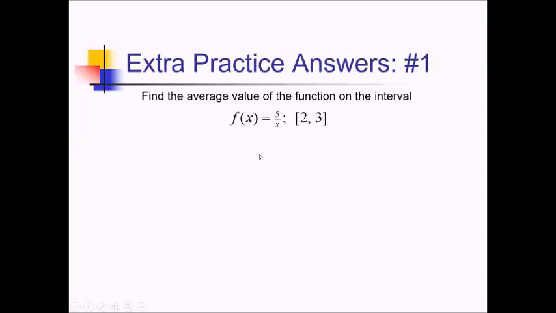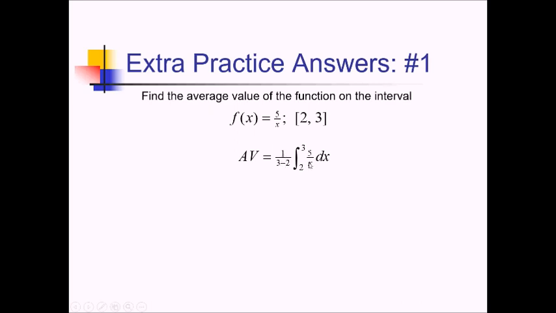To find the average value of this function over this interval, we're going to do 1 over the interval length, so 1 over 3 minus 2, times the integral from 2 to 3 of the function they have up here, 5 times x to the negative 1, or 5 over x dx. All right, so this is really just 1 over 1, which is just 1.